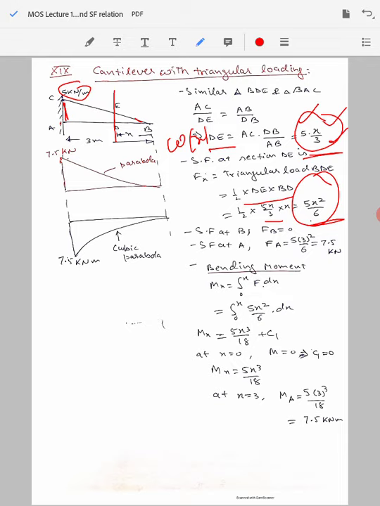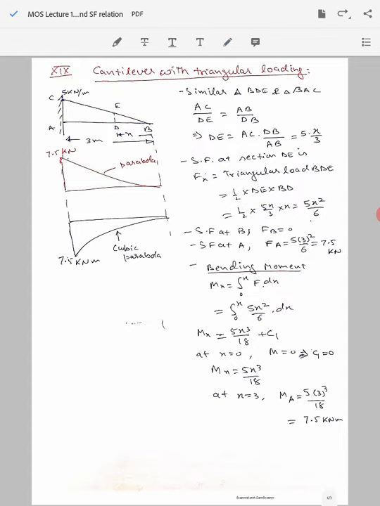If you substitute different values of x, at x equal to 0, shear force at point B will be 0, and at x equal to 3 meter, which is shear force at A, that will be 7.5 kilonewton. So it will be varying from 0 to 7.5 kilonewton, and in between it will be given by a parabolic curve because of this quadratic relationship we have with x.